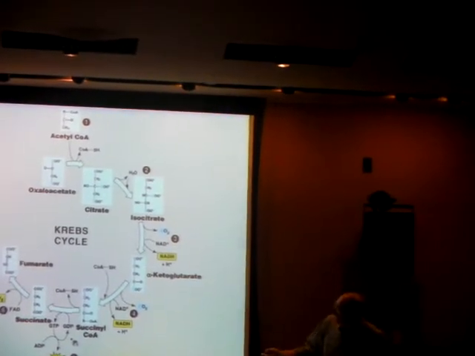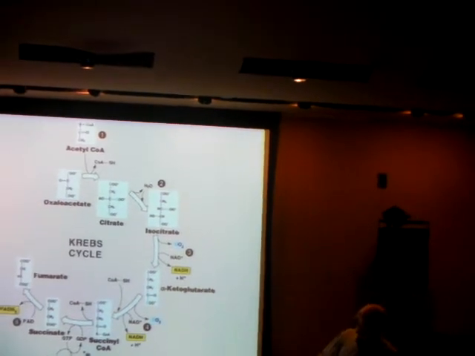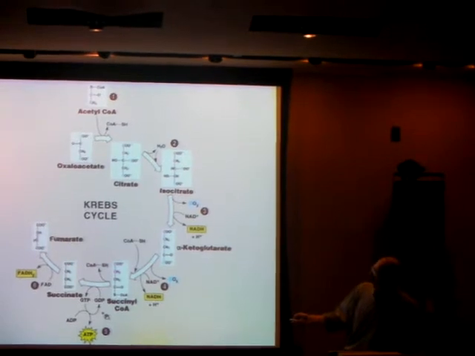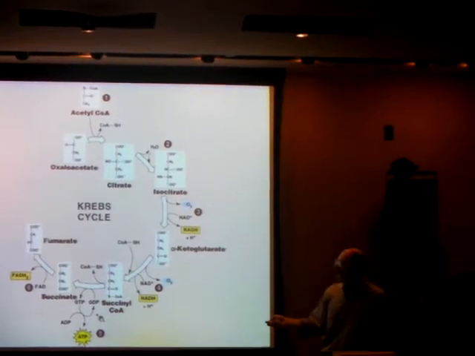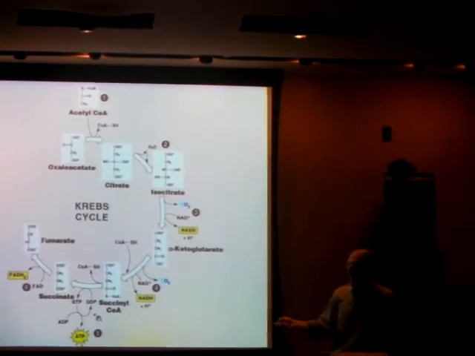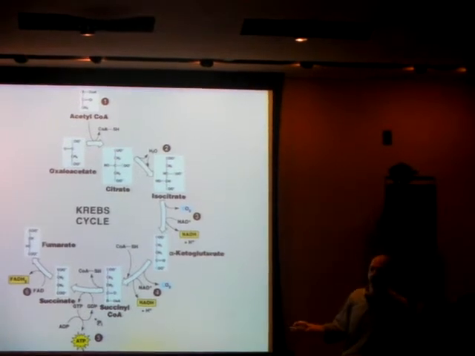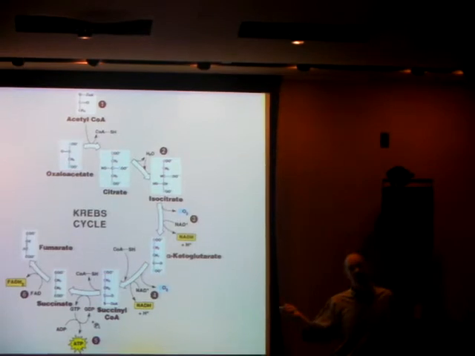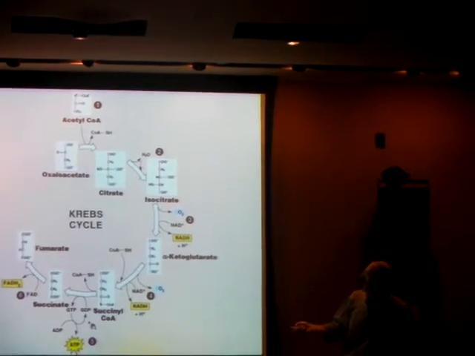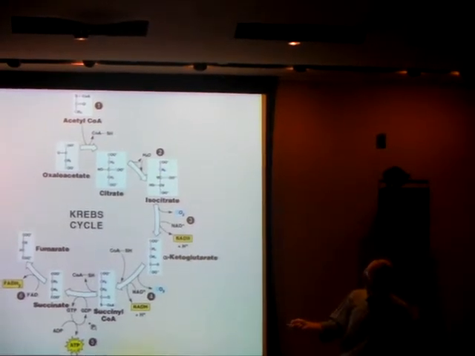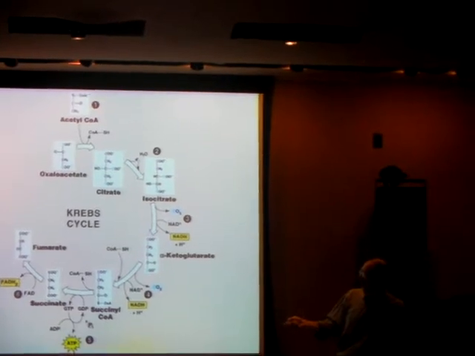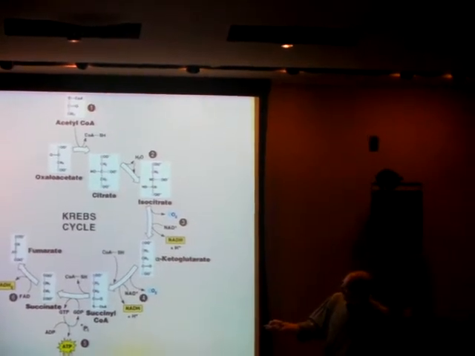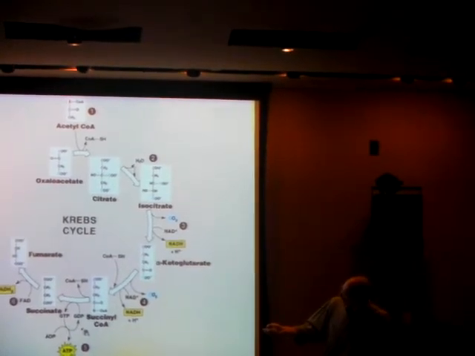All right, and then in the next step, we get a reduction of this oxidizing agent. It's similar to NAD, but it's called FAD because it has a flavin group instead of a nicotinamide group. But otherwise, it is an adenine dinucleotide, and it's just that the flavin group is the hydrogen acceptor, or the electron acceptor. So that becomes FADH2.